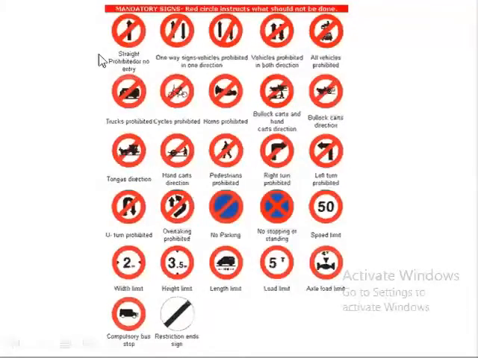These are the mandatory signs, like cycles prohibited, straight prohibited or no entry, no stopping or no standing, no parking, U-turn prohibited, vehicles prohibited. These signs are speed limit. These signs are mandatory signs which you have to follow on road. Otherwise, you will be penalized by the controlling authority or traffic policeman governing the road.